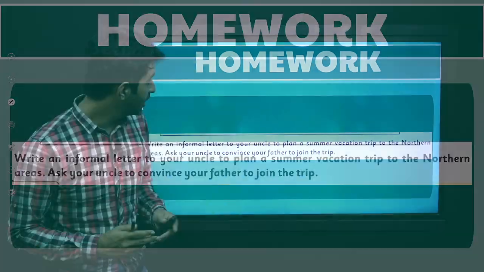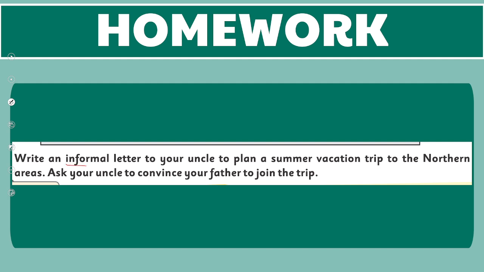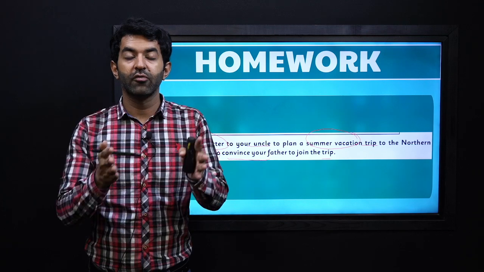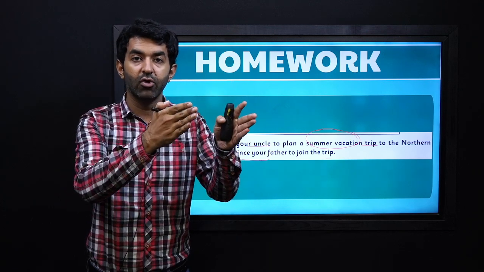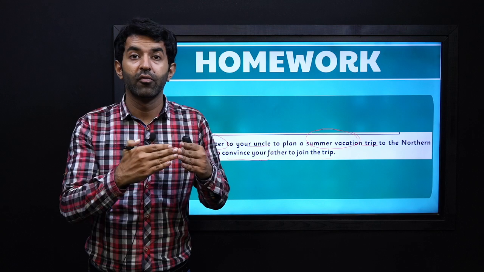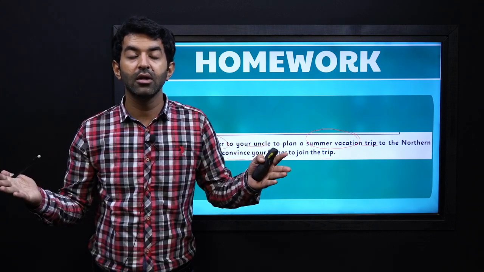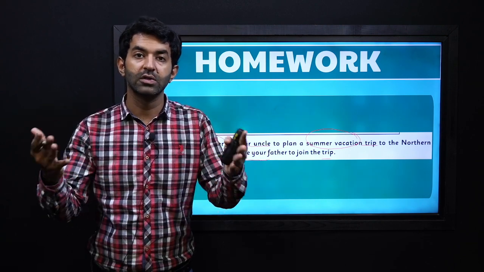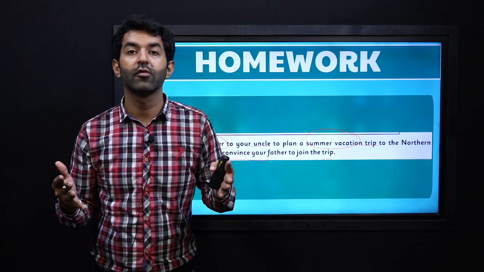For your homework, dear learners, you have to write an informal letter to your uncle to plan a summer vacation trip to the northern areas. Ask your uncle to convince your father to join the trip. So, similarly, you have to follow the same format from the left side. Write your address, give space, write your date, then space, followed by the salutation, dear uncle, dearest uncle, or my dear uncle, with comma, and then you can start writing the body of the letter.